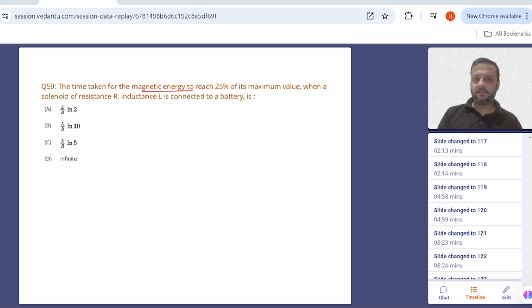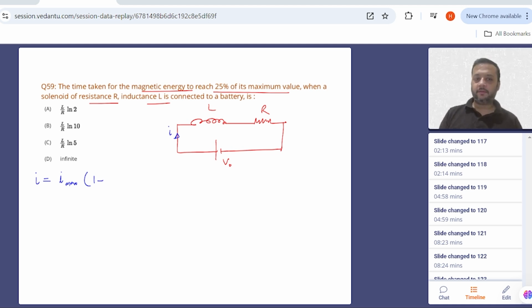Time taken for magnetic energy to reach 25% of its maximum value in a solenoid of resistance R and inductance L, which is connected to a battery. So we can treat this as an LR circuit, wherein the solenoid has inductance L and the same solenoid has resistance R. And let us say it is connected to a battery of V0. We know that in such a situation, the current I is a growing function of time, and this current can be written as I is equal to I max into 1 minus e to the power minus t by tau, where tau is the time constant, whose value is given by L by R for the LR circuit.